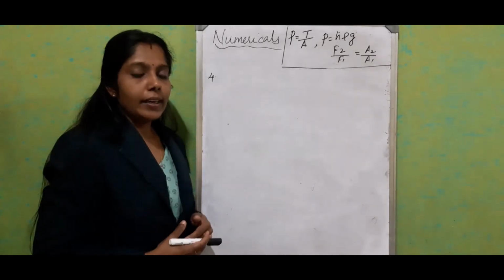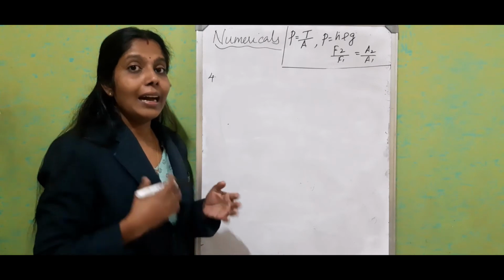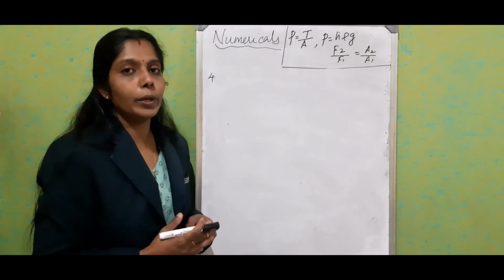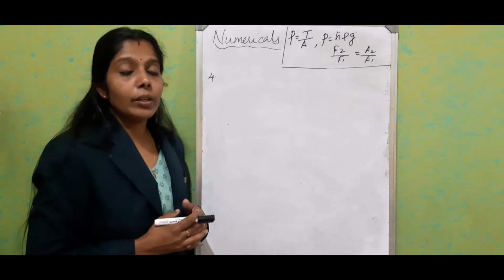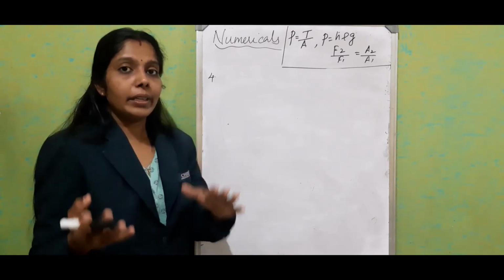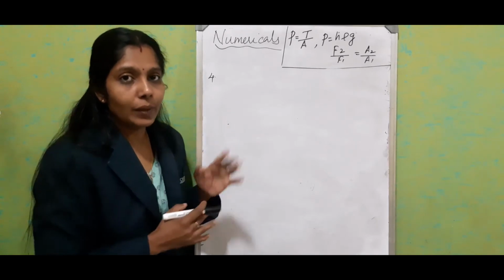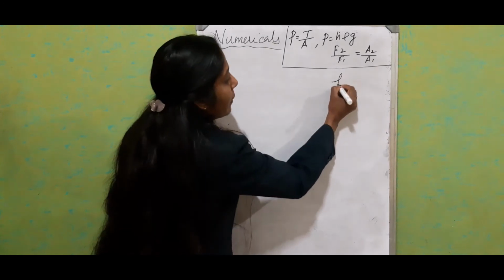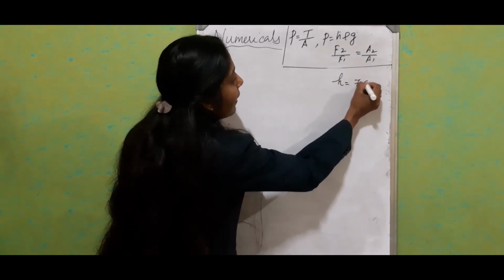In the fourth question, we have to find out the height of the water column. But no data is given on the basis of water. The data are given on the basis of mercury. So it tells that the pressure exerted by the mercury is equivalent to this particular level of water. The height of the mercury column is given as 70 centimeter.